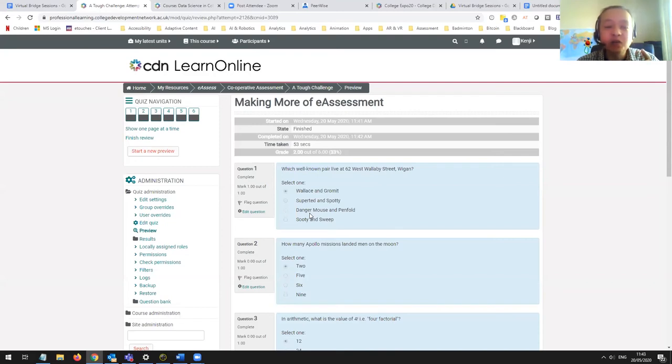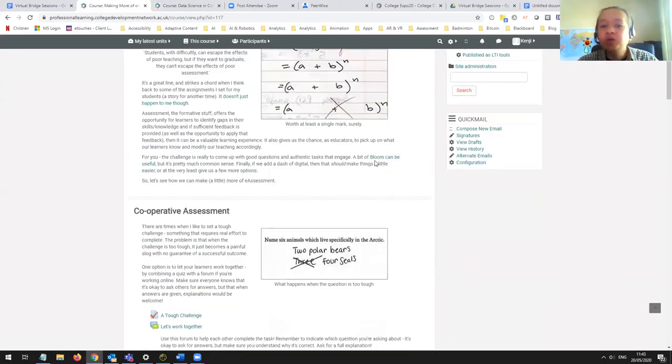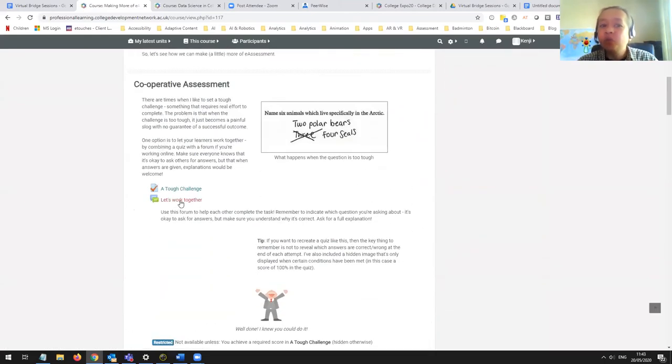And that's the kind of question that works best in this case. Now, what happens here though, is what I also say to my students is, but let's work together. What I add to the question set is a forum. And in the forum, I say, you can share your answers that you got. If you think that you got one right, put it in and add an explanation.